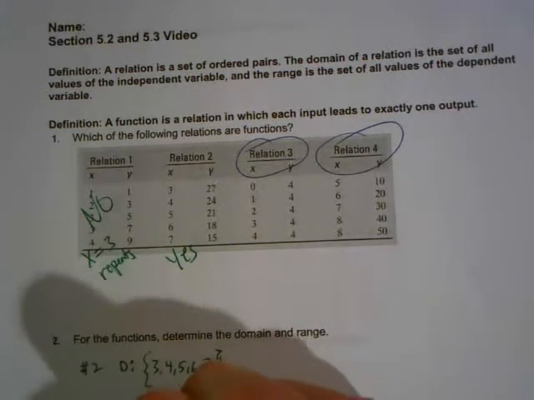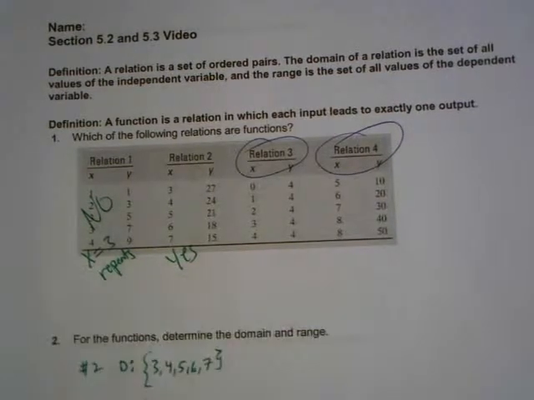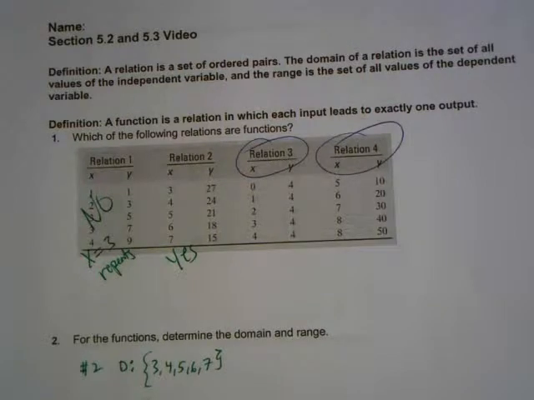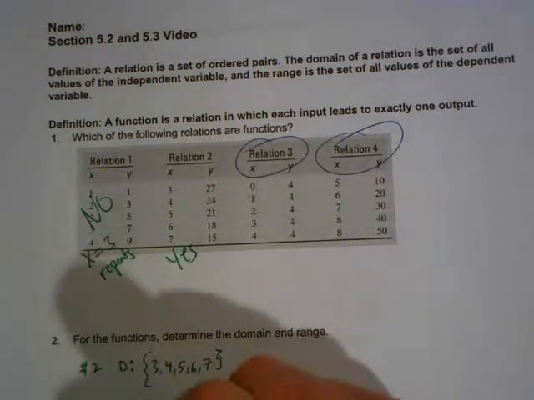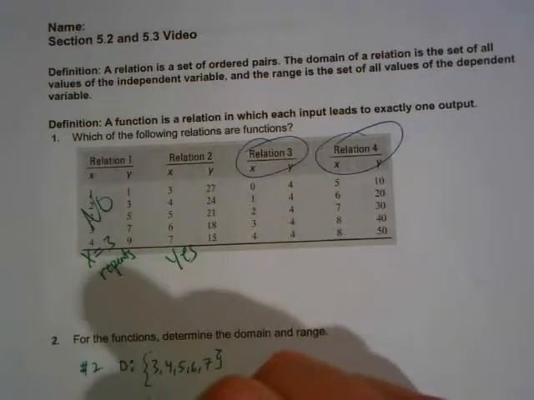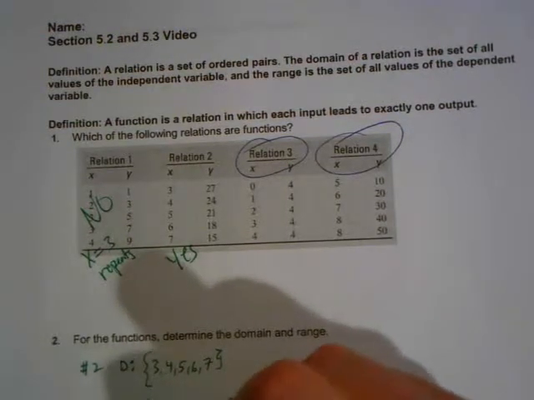Conversely, the range is all of the y values. So the y values, I'm going to write them in order. I suppose we don't have to, but I'm going to just because that's habit. 15, 18, 21, 24, and 27.